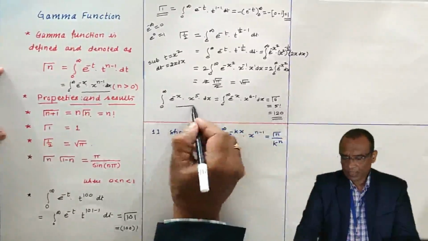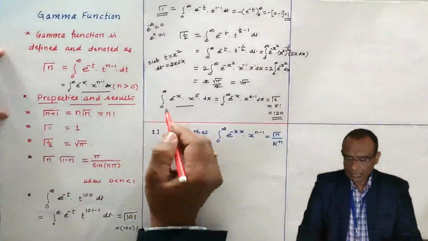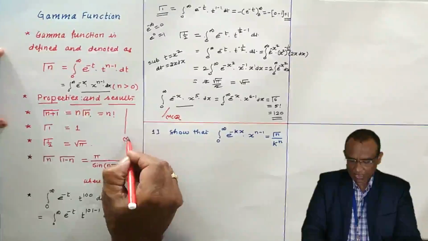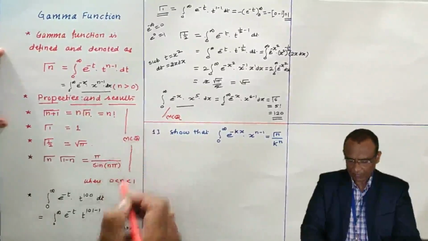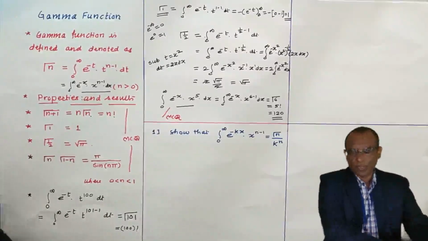The value of this integral is 120. So this type of integral may be asked as an MCQ. These results may be asked as an MCQ in an online examination. Now, some problems we are going to solve on the gamma function.